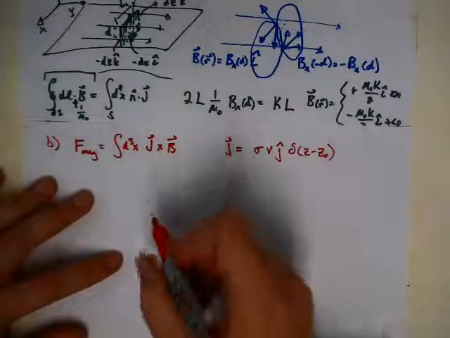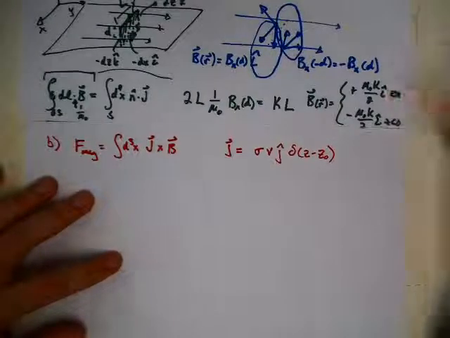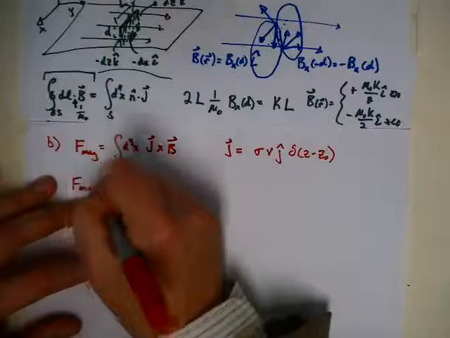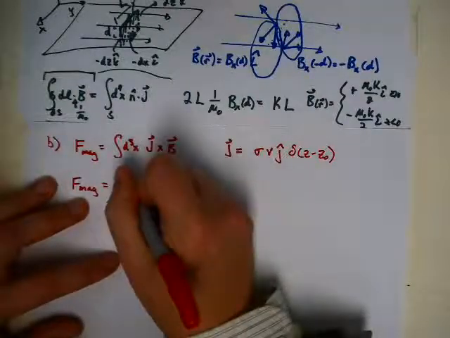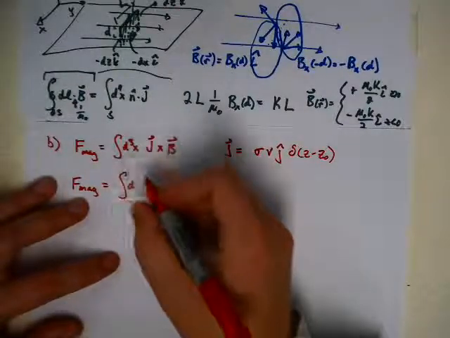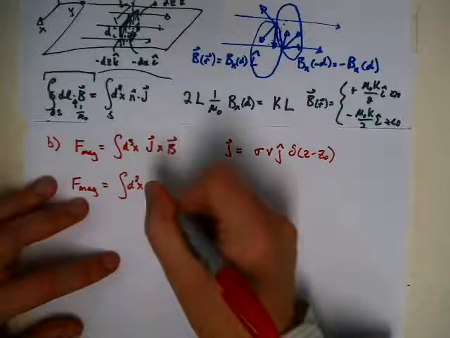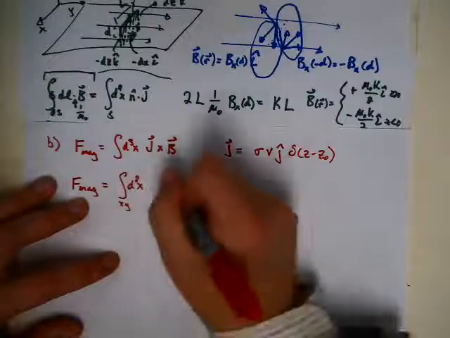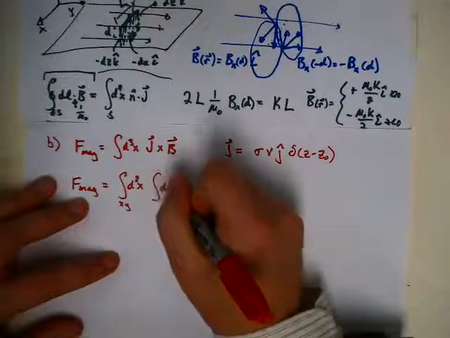Just plugging that in along with the magnetic field that we already have for the bottom plate, we're going to get that the magnetic force is equal to the integral. I'm going to break apart this d3x into d2x, which is going to be in the xy plane, and then the integral dz.